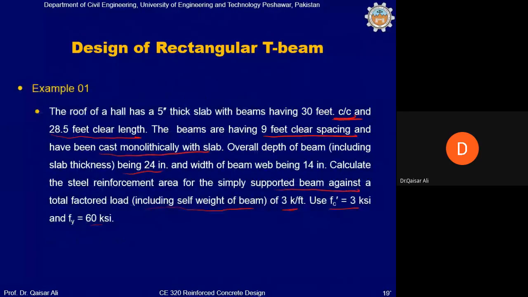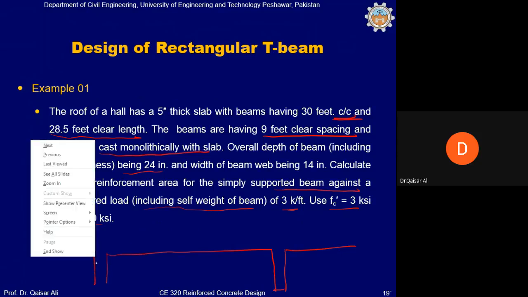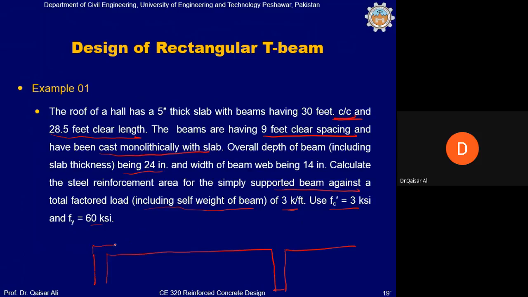Actually, this situation is like this. I will try to make a 3-dimensional picture of this. And then it extends like this. Okay, this is in 3D, it will look like this. I hope you can now understand this. It extends also in this direction.